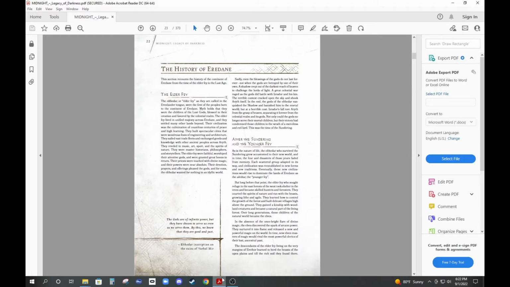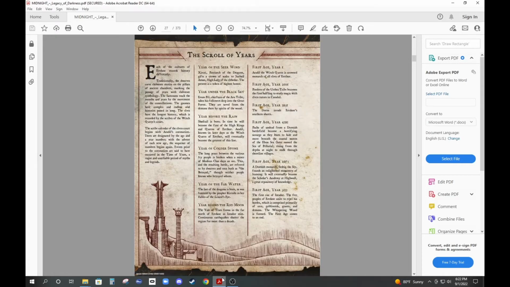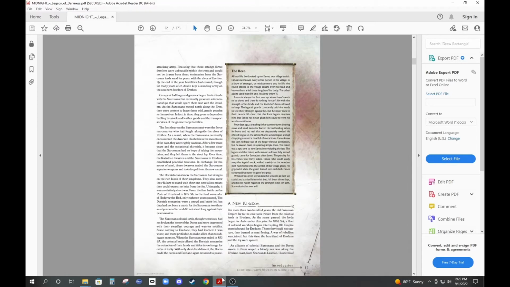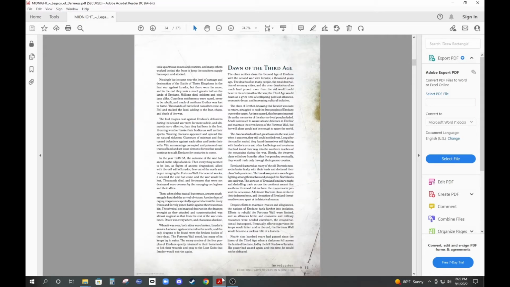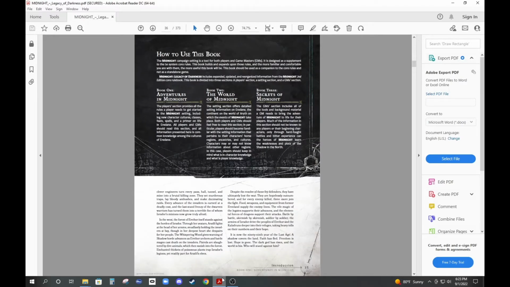So there's this section here on the history of Erdane, which you can read about. It tells you a little bit about the First Age, the Second Age, and the Third Age, and it's at the end of the Third Age where Isrador finally gains victory, and the present world is in what is known as the Last Age, which is where the heroes will be playing. All peoples have been subjugated, and now the darkness is full force. So that is how you could read that beginning bit, just to get the history of the world so that everybody knows what has happened and where we are now.